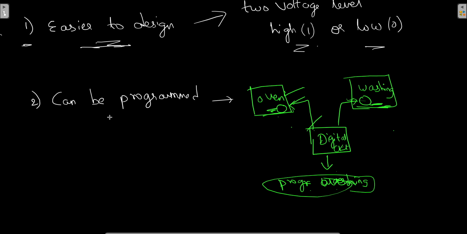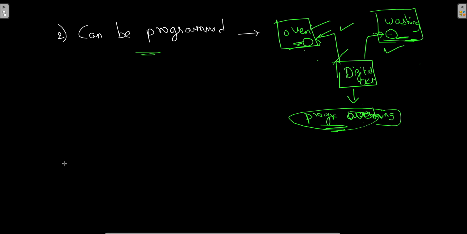That's why it is programmable. By changing the program, the same digital circuit can change its functionality. It may work as an oven or it may work as a washing machine as well. This is the second advantage. And coming to the third, they resist noise better.